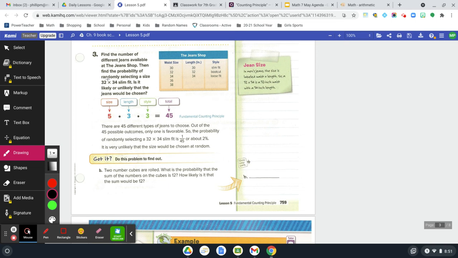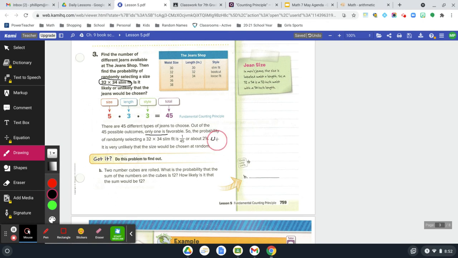What is the probability of randomly selecting a 32 by 34 slim fit? Well, if there's 45 different types of jeans to choose from, out of the 45 possible outcomes, there's only going to be one like that, right? A 32, a 34 slim fit. There's only going to be one possibility. And so you're going to see here, finding that probability would be 1 out of the 45 total jeans to choose from. And if you divide that out, it's only about a 2% chance that you're going to randomly select a 32 by 34 slim fit.